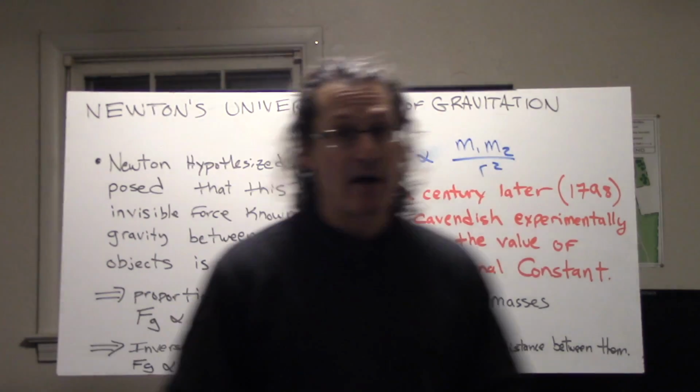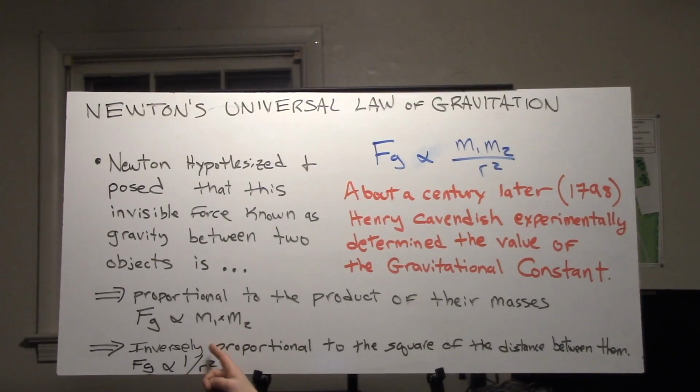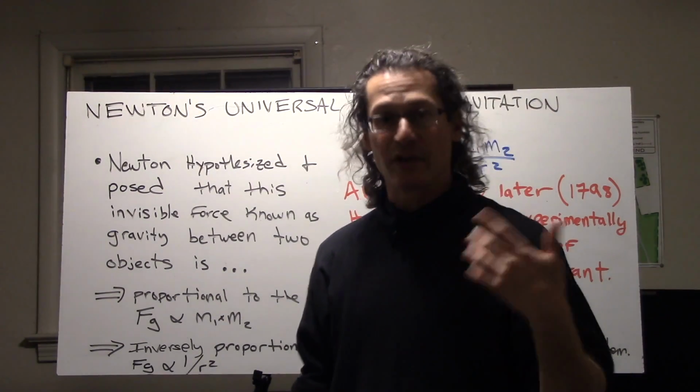And he also thought that the relationship was inversely proportional to the square of the distance between them. So the force of gravity is proportional to 1 over r squared. We're going to use r squared since your book does. We could use d squared.